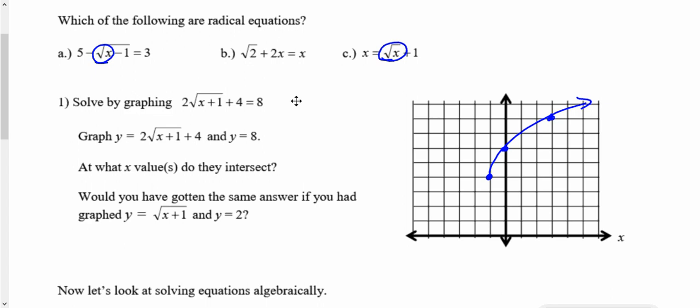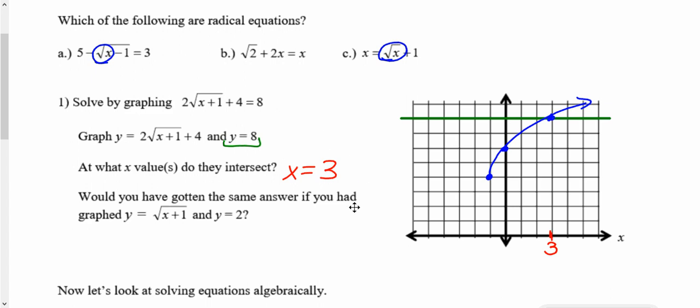Next, we want to graph the other side of the equation, which would just be y equals 8. Y equals 8 is just going to be a horizontal line at 8. So the question is, at what x values do they intersect? And where they intersect is right here at x equals 3. We don't really care about the y value of intersection because in our original practice problem right here, there were no y's, there was only x. So we're looking for x equals 3.